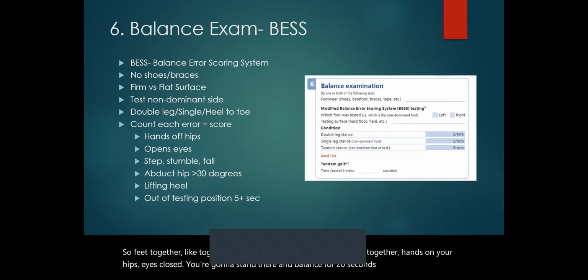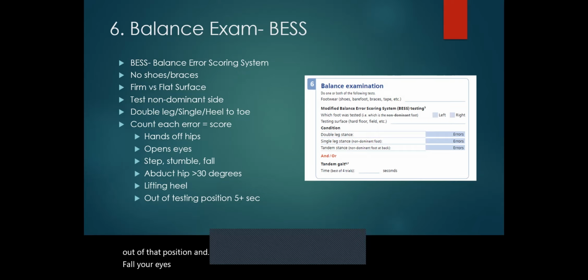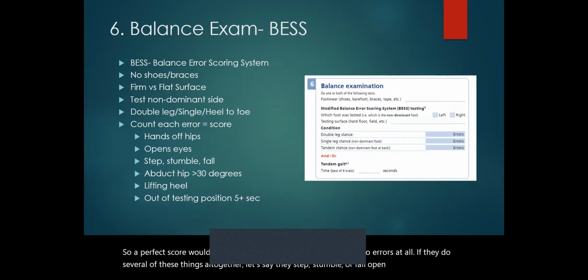Each time you move out of that position and fall, your eyes open, your heels lift, anything from that list, you're counting the number of errors, right? So every time they get an error, they get a point. A perfect score would be 0, meaning they have perfect balance, no errors at all. If they do several of these things all together, let's say they step, stumble, or fall, open their eyes, and their hand comes off their hips all at the same time, that only counts as 1 error. But we're doing this for a full 20 seconds with 3 individual stances.